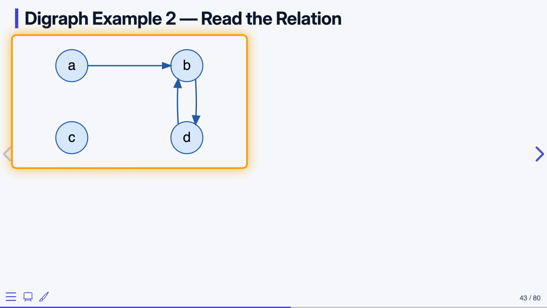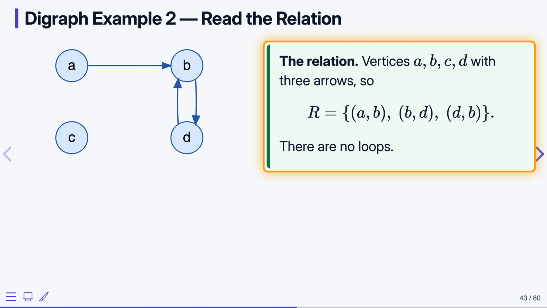This is a second digraph. Again, there are 4 vertices. Follow the arrows. One arrow goes from A to B, one arrow goes from B down to D, and one arrow goes from D back up to B, so B and D point at each other. That gives 3 pairs, AB, BD, and DB. Look carefully for loops. There are none. No vertex points back at itself.